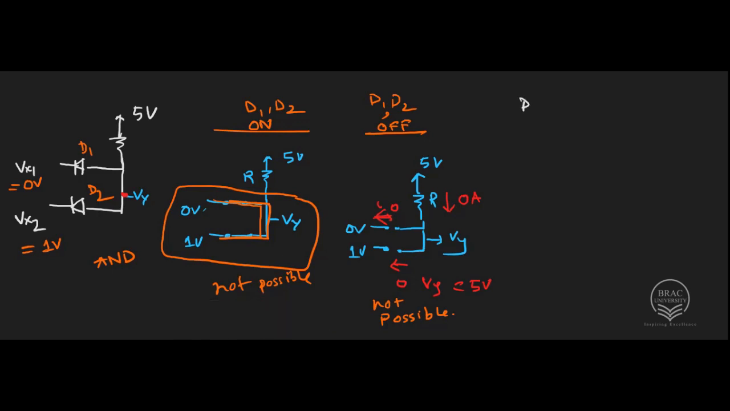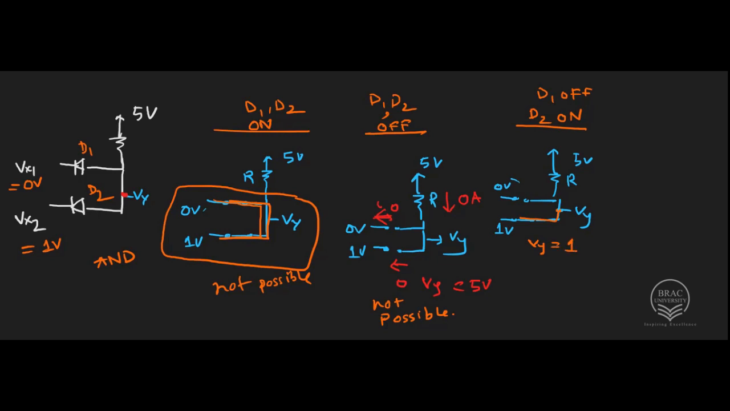Now let's consider the case where D1 is off and D2 is on. If this is the case, then I can represent D1 with open circuit and D2 with short circuit. So if this is the case, then Vy, as it is directly shorted with the 1 volt terminal, I can say Vy is equal to 1 volt.